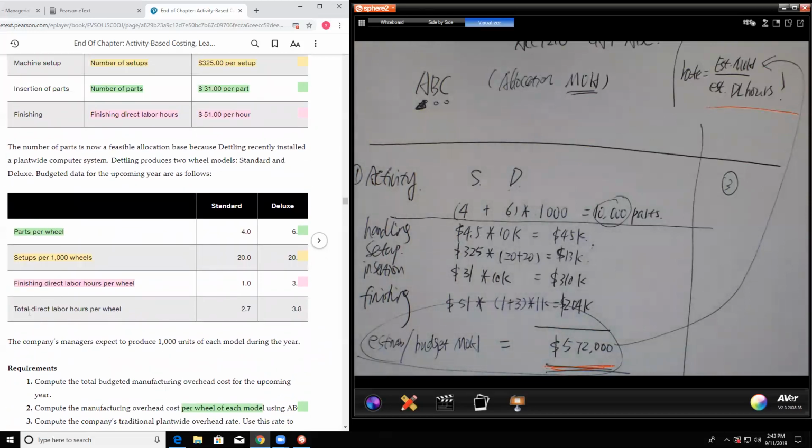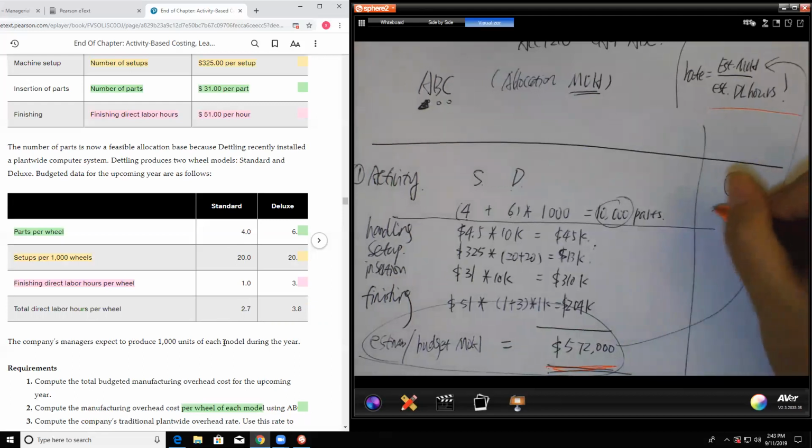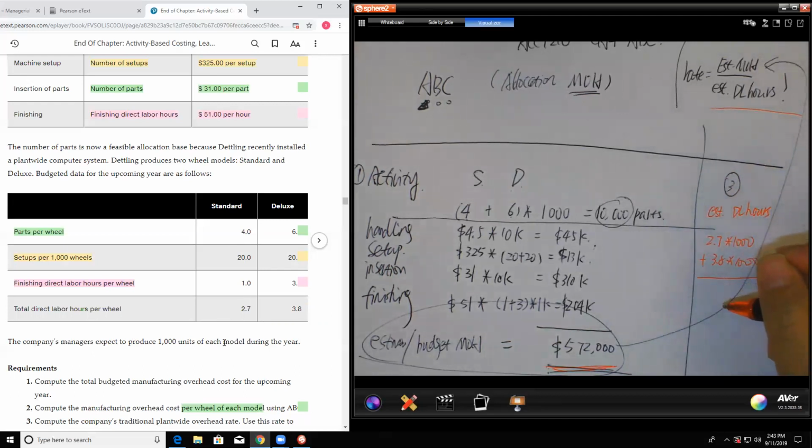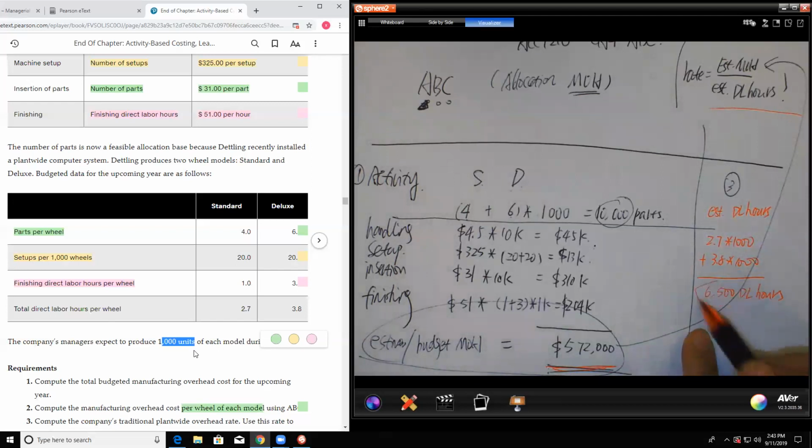Okay, so we have a direct labor hour per wheel of 2.7 for the first model and then 3.8 for the second model. This is per wheel. We need 1,000 units for each model, right? So what is our estimated direct labor hours? It will be 2.7 times 1,000 plus 3.8 times 1,000 direct labor hours. So that gives us 6,500 direct labor hours for the two models, with 1,000 units for each model. So we got our allocation base.